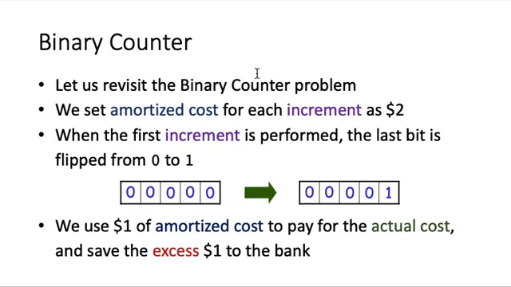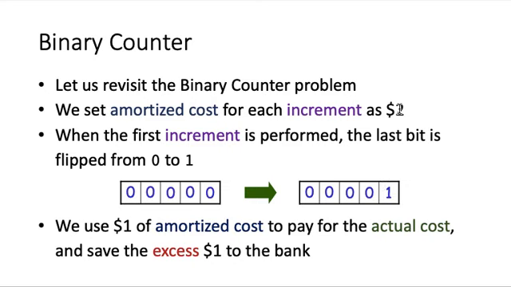Okay, now let us also look at the binary counter problem again. Here, we are going to set the amortized cost for each increment operation as $2. Now, let's consider what happens when the first increment is performed. The counter was all zeros from the beginning. It is changed to 00001, something like this. So there is actually a bit being flipped, and the actual cost is equal to 1. But we are paying $2 as the amortized cost.